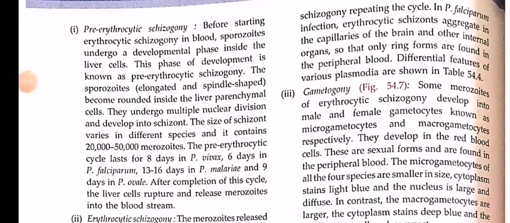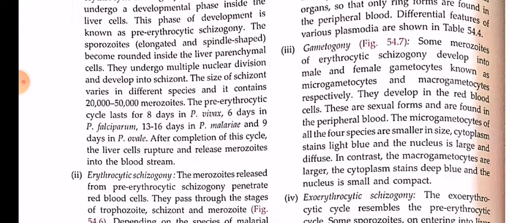Pre-erythrocytic schizogony. Before starting erythrocytic schizogony in blood, sporozoites undergo a developmental phase inside the liver cells. This phase of development is known as pre-erythrocytic schizogony. The sporozoites, elongated in spindle shape, become rounded inside the liver parenchymal cells. They undergo multiple nuclear division and develop into schizont. The size of schizont varies in different species and it contains 20,000 to 50,000 merozoites.